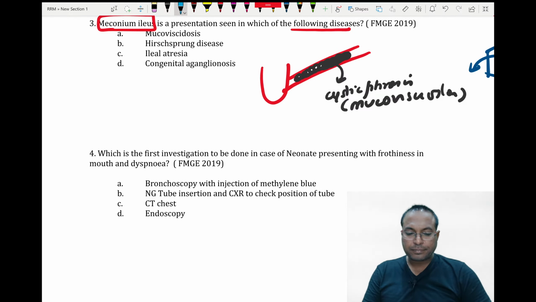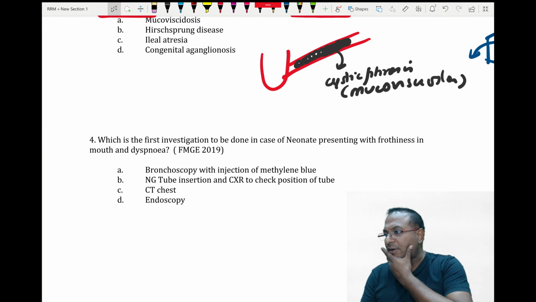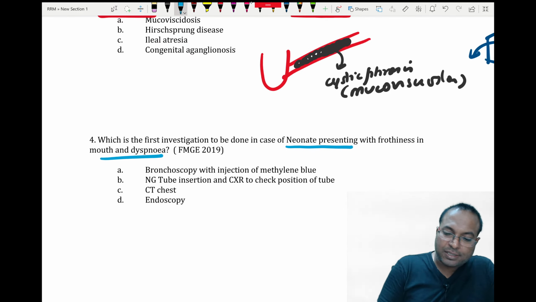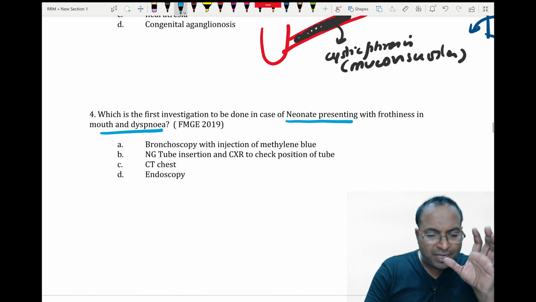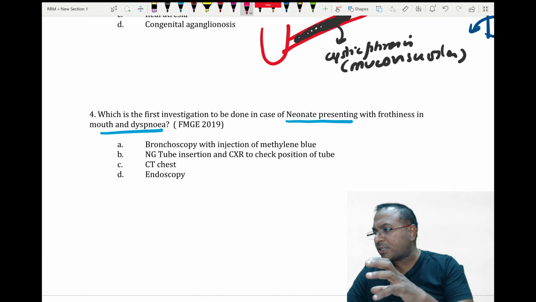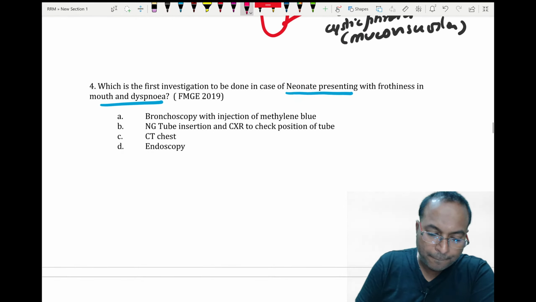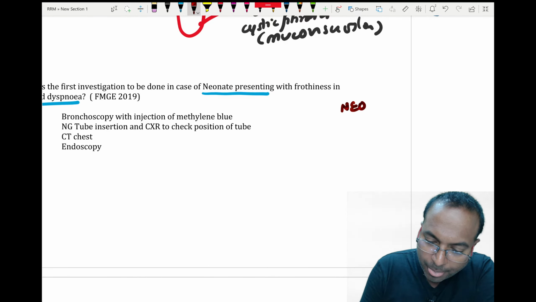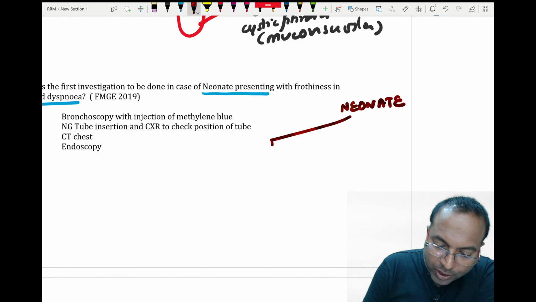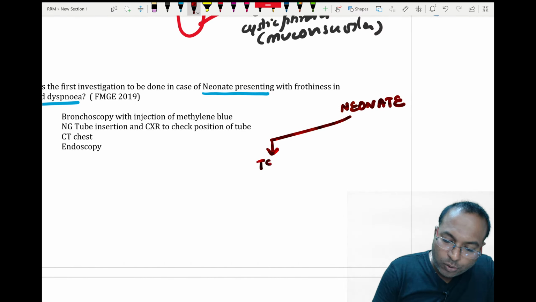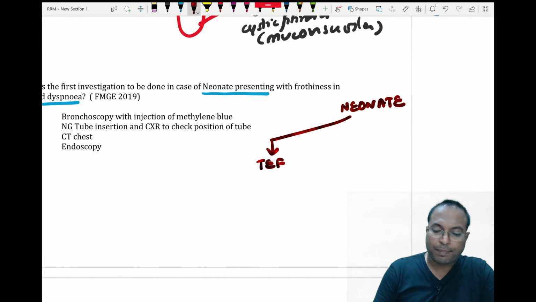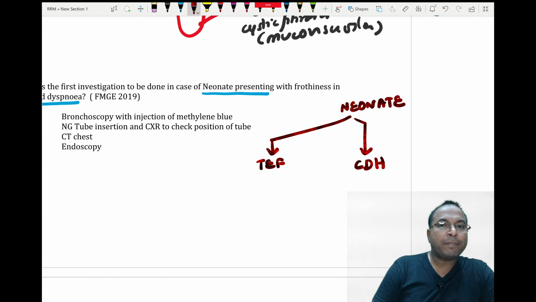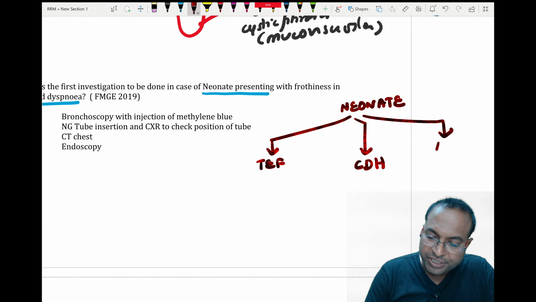Which is the first investigation to be done in a case of a neonate presenting with frothiness in the mouth and dyspnea? There will definitely be a question in your exam, a problem based on neonatal issues. The questions which can come are: number 1, tracheoesophageal fistula, a definite question for your exam. Number 2, congenital diaphragmatic hernia. Number 3, the atresias which I told you just now.